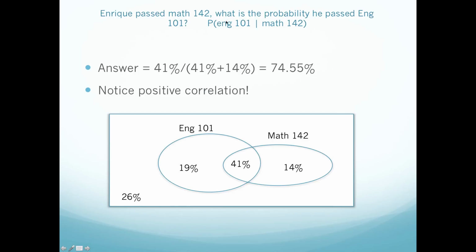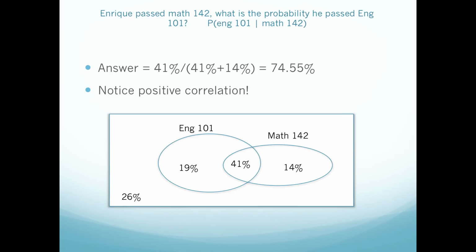Now notice this. Probability passed English 101 has jumped up to almost 75%. When it started, if we knew nothing else about it, it was at 60%. So if you knew nothing about Enrique and someone said, what's the probability he passed English 101? It'd be 60%. Now that you know he passed Math 142, it has jumped up. This is showing a positive correlation. Passing English and passing math, in this case, are positively correlated. If you pass one, you're more likely to pass the other.